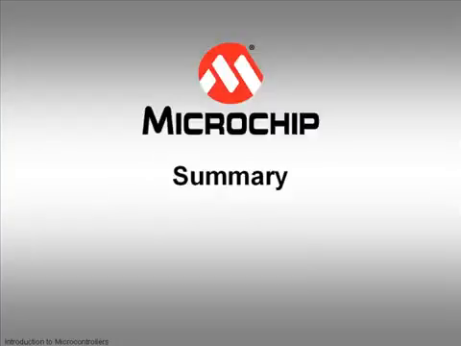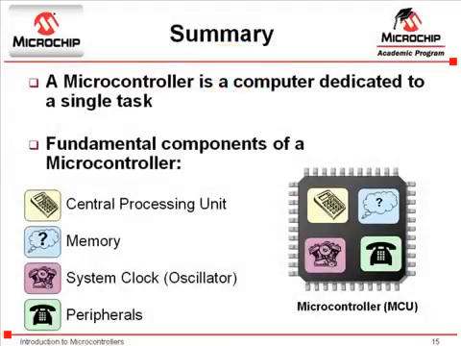So let's summarize what we've discussed. A microcontroller is a very small computer with similar components as a standard PC, only integrated onto a single chip and usually dedicated to a single task. Some of these fundamental components include a central processing unit that does all of the thinking, memory, a system clock derived from an oscillator that serves as the engine for the device, and peripherals that enable communications between the CPU and the outside world.